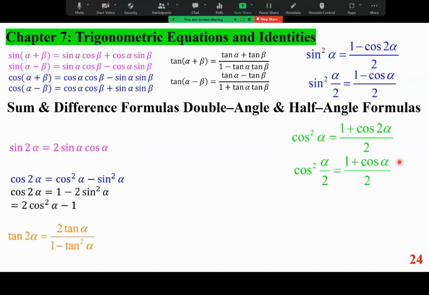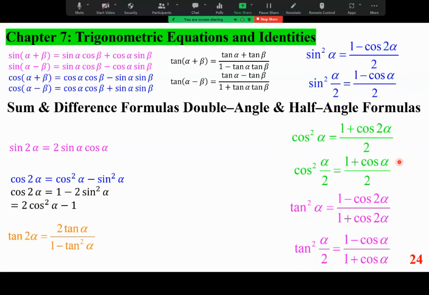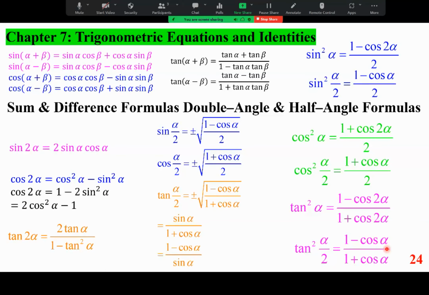Again, I'm showing you how the formulas work out. And of course, tan squared of alpha is 1 minus cosine 2 alpha over 1 plus cosine 2 alpha. If you cut this in half, you get this one. And all of this, you just take a root. Take a root, you get the following. So there are a lot of formulas here, and we're going to use them for the identities.